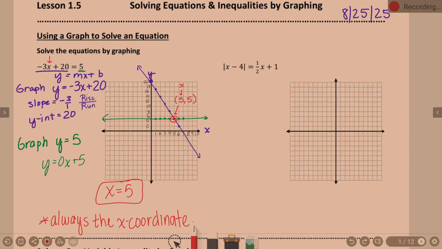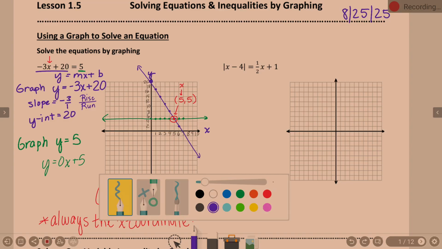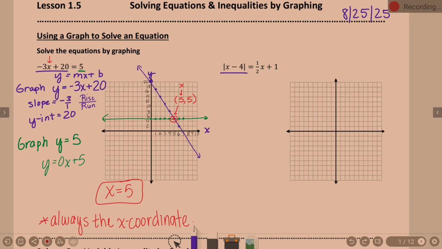Questions on that first one? Okay. Well, I think some of you have moved on without me, which is good. Let's look at the second one. We're going to do the same type thing. I'm going to break it into two parts. My left. Notice what we're graphing here. We're going to graph y equals the absolute value of x minus 4.